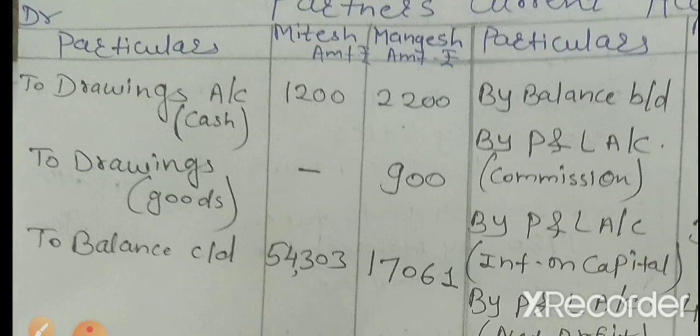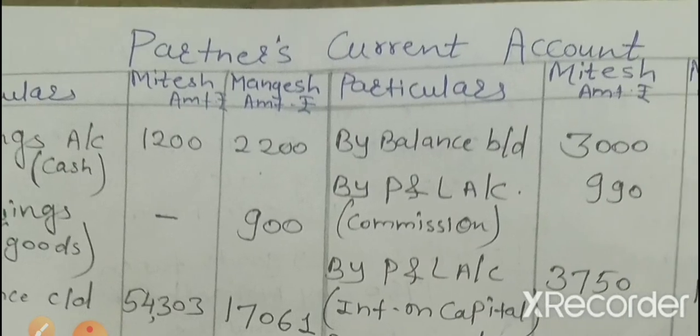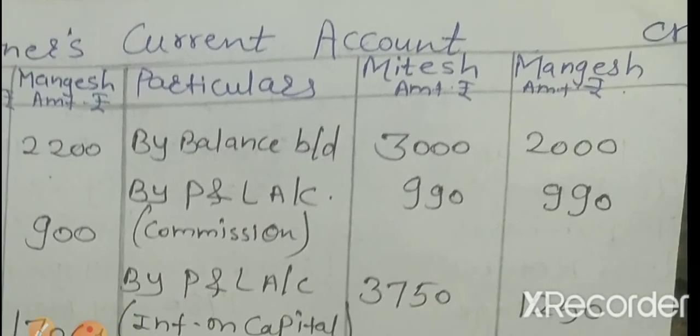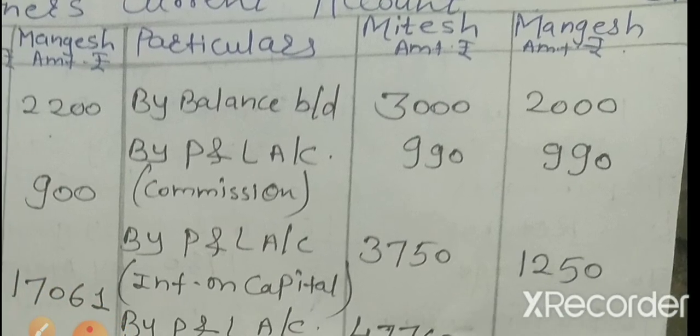Then drawings of Mangesh in the form of goods are there in adjustment. So we have debited it to partner's current account. Then see on credit side. In trial balance, partner's current account is given to us on credit side. That's why on credit side we wrote by balance brought down 3000, Mitesh, Mangesh 2000.